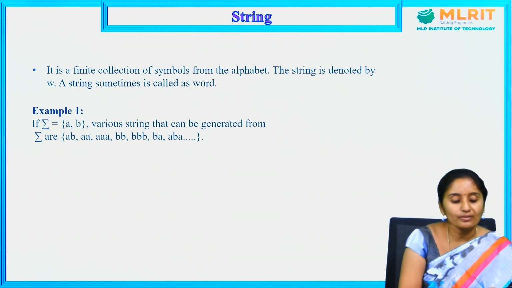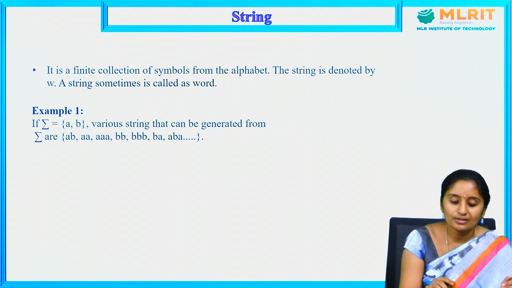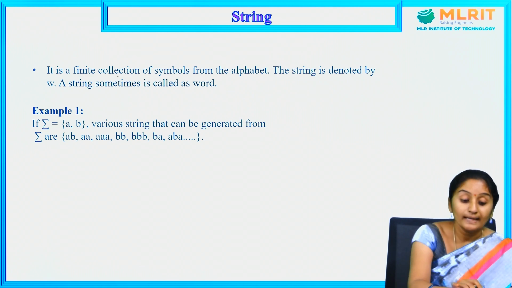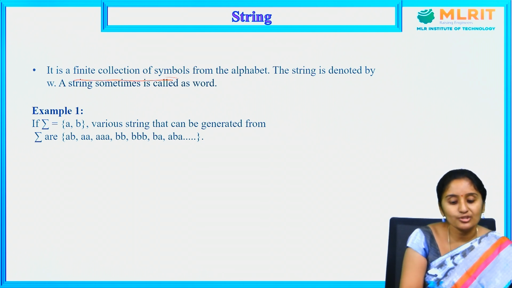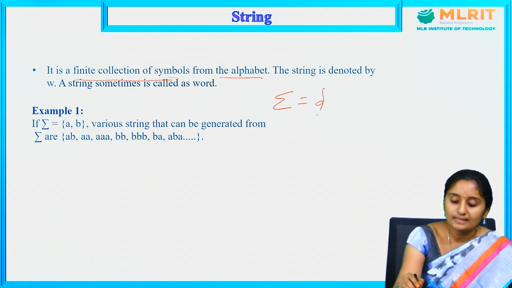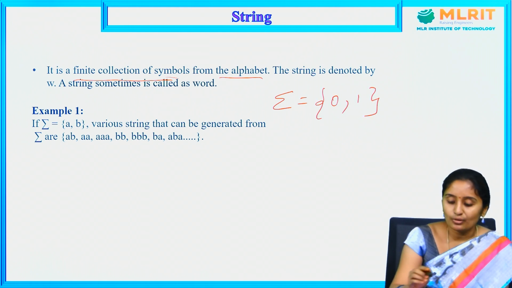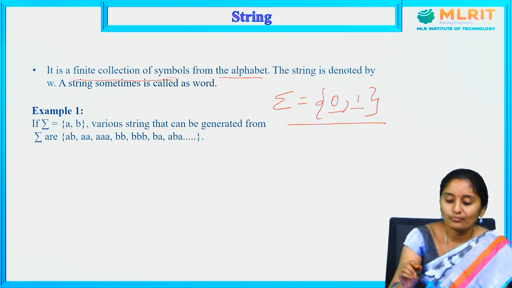The next one is string. So what is a string? Till now we have learned what an alphabet is. The alphabet is represented with sigma and consists of a finite set of symbols. Now a string is a collection of symbols from the alphabet. Say the alphabet is {0, 1}. These are digits. Sigma is a collection of symbols, and 0, 1 are the symbols.